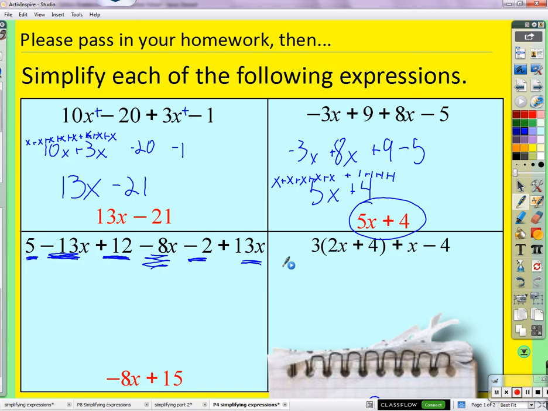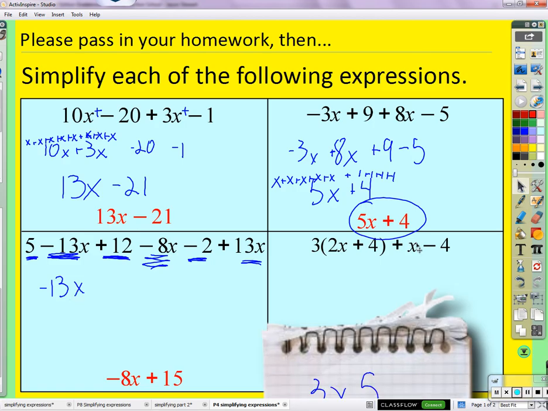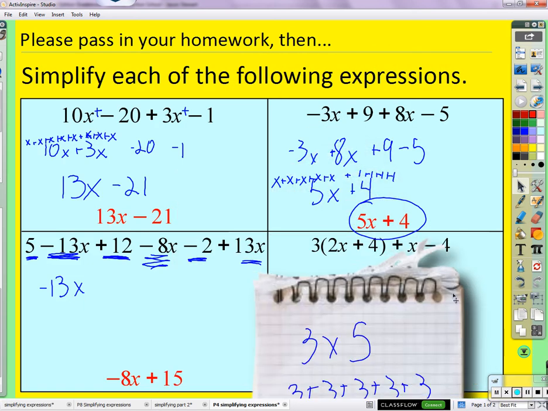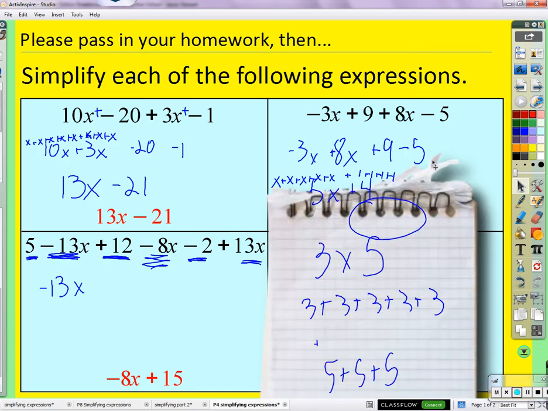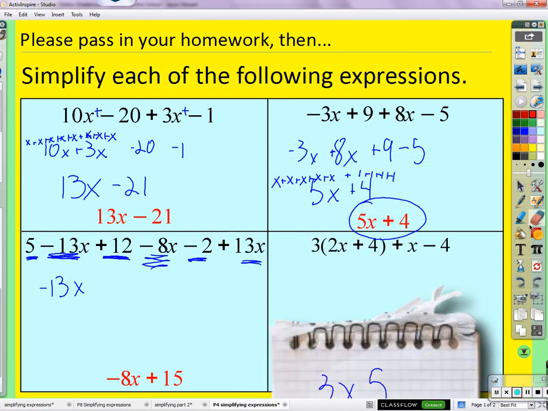So let's see. If I make this negative stay with the 13, then I make sure that minus 13x does happen. Minus 13x is supposed to be part of this. Let's see, maybe I can show you what I mean here. I cannot do that. Just going to erase all this.